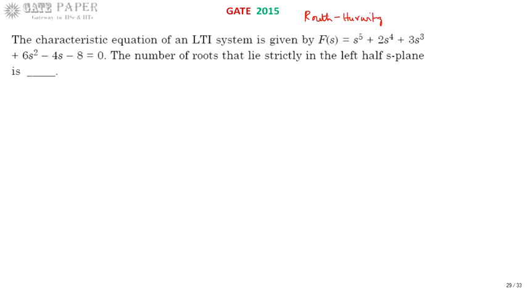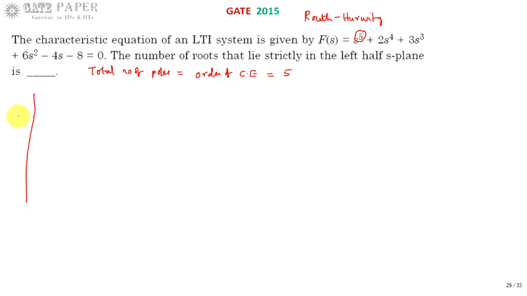So first we will see the total number of poles, which is equal to the order of the characteristic equation. The highest power of s is treated as the order, s power 5, so it is fifth order. So there are 5 poles in total. Out of that, we need to calculate the number of poles on the right hand side and the number of poles on the j omega axis by using the Routh-Hurwitz criteria.